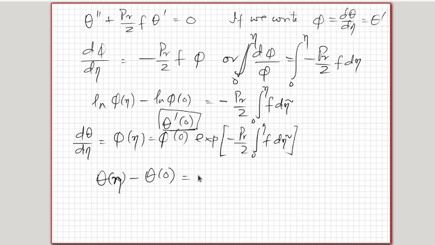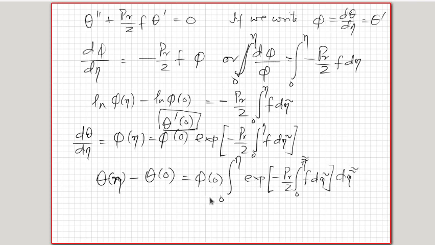So phi of 0 and integral from 0 to eta of exponent minus Pr by 2 integral from 0 to, now this is also eta, so let's make this into eta tilde, eta double tilde, f d eta tilde, d eta double tilde. Okay, so these are basically dummy variables. So eventually you have to get it as a function of this limit that is here.